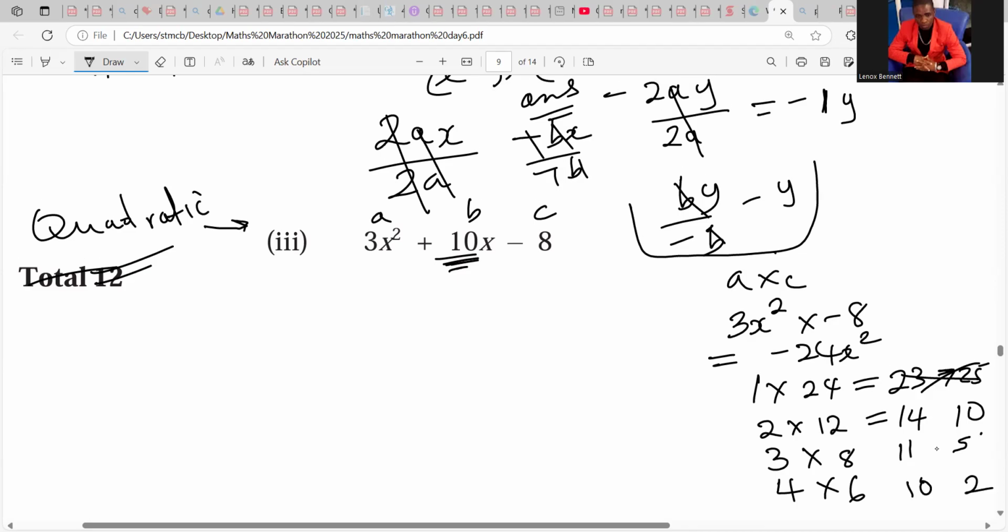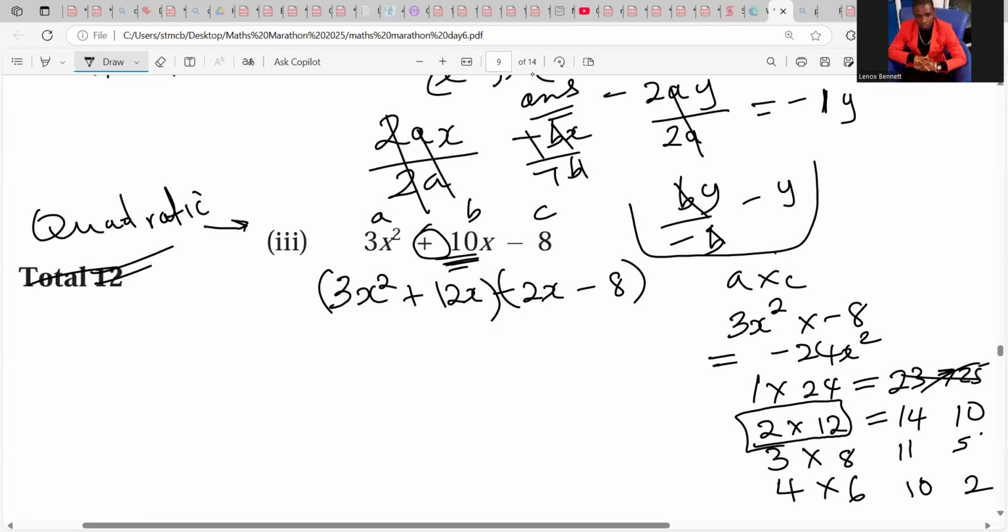So you know it's 12 and 2, but you're going to set it up in such a way that it's positive 10. So that means the smaller one will be minus, because the bigger term should be positive. So it will be 3x squared plus 12x minus 2x minus 8. And of course, we wrap it up in terms.